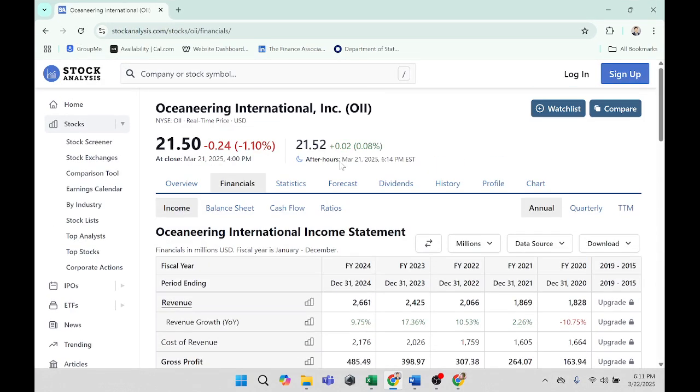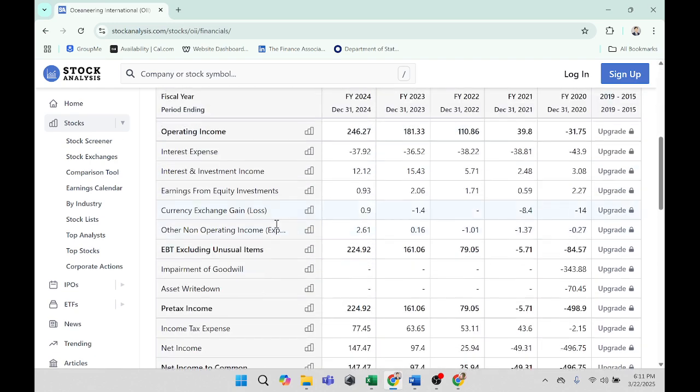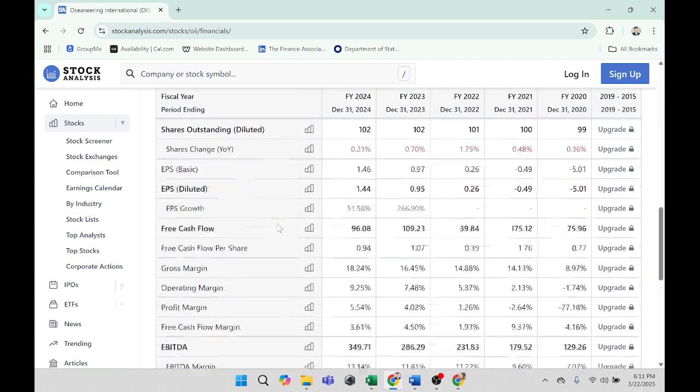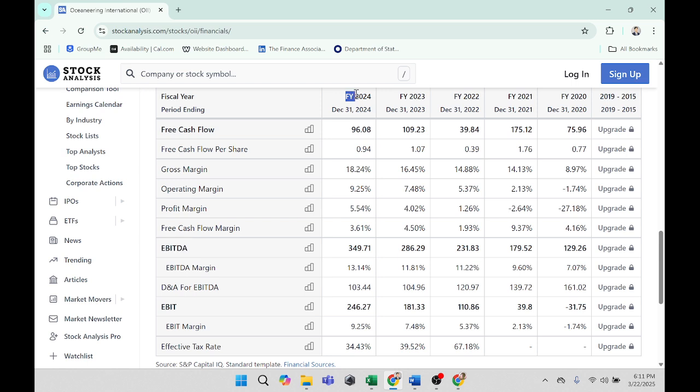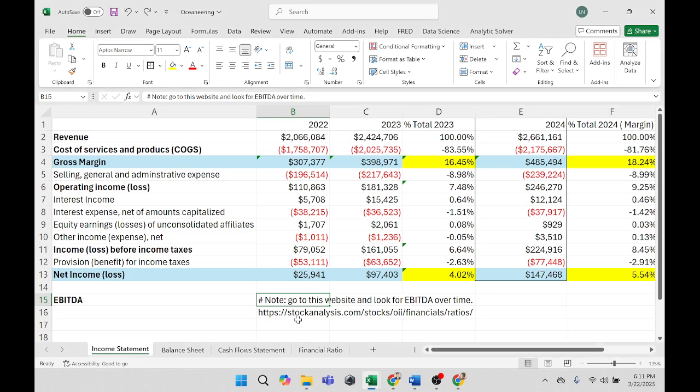All right, when you go to the website, under income statement, if you scroll down right here, it gives you the EBITDA for 2024, 23, 22, 21, 20, right? So these are the EBITDA. So what you can do is that at the end, you could add it down below here across.